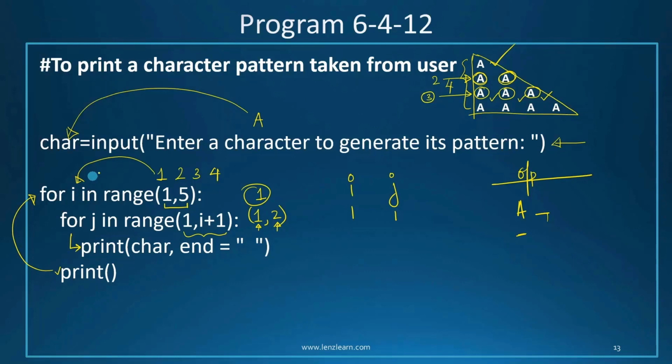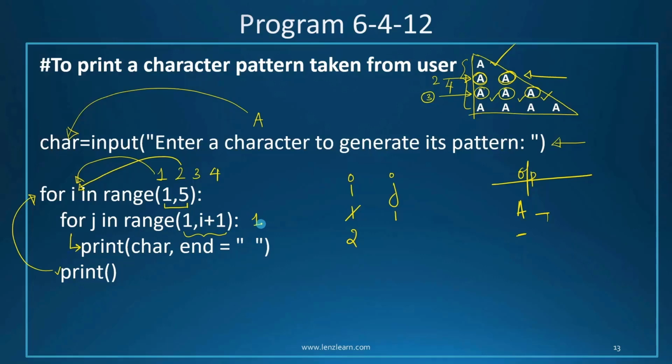Now this for loop has to advance the program to print the second line. It will take the second value from the range and load it to the control variable I. So now I will have value 2. Now you can see the range of the inner loop will change based on the value of I.